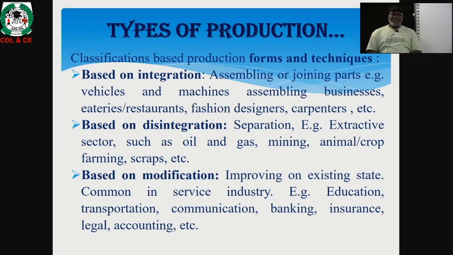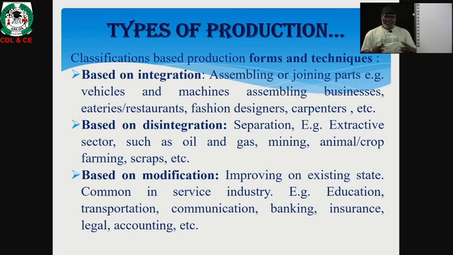Now, what are the types of production available to a business person or a business? We have two major ways to determine types of production. Firstly, it could be divided based on forms and techniques, or it could also be classified based on production stages. Let us take production based on forms and technique. There are three major techniques or forms of production. It could be based on integration, based on disintegration, or modification.